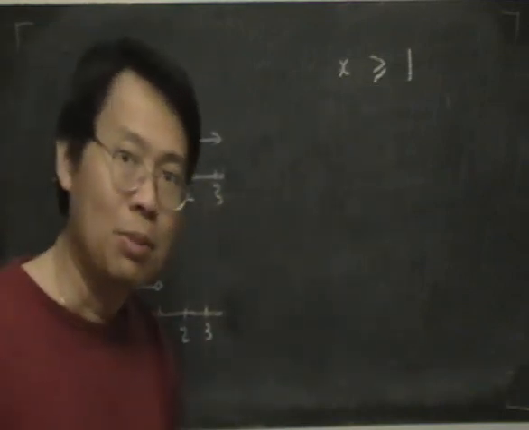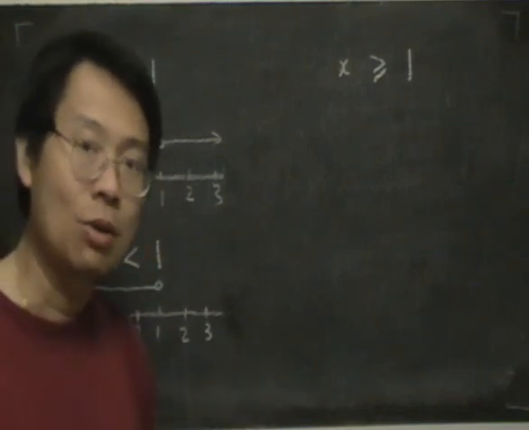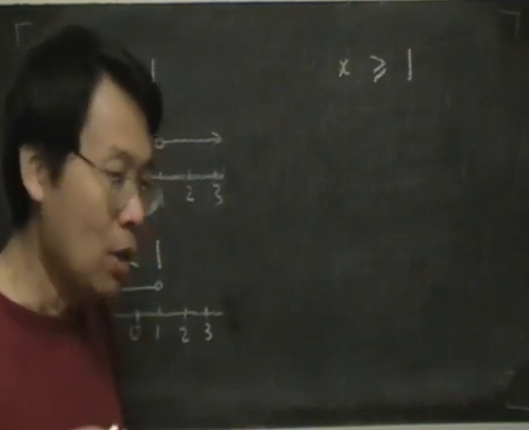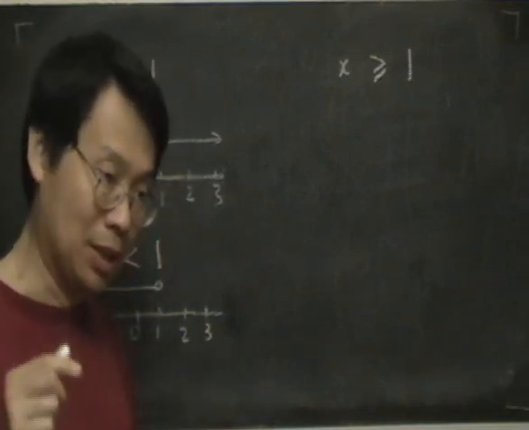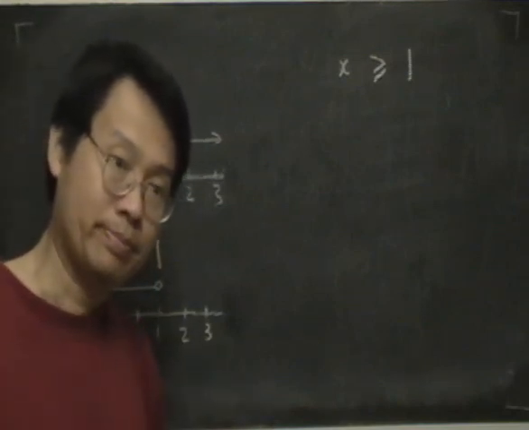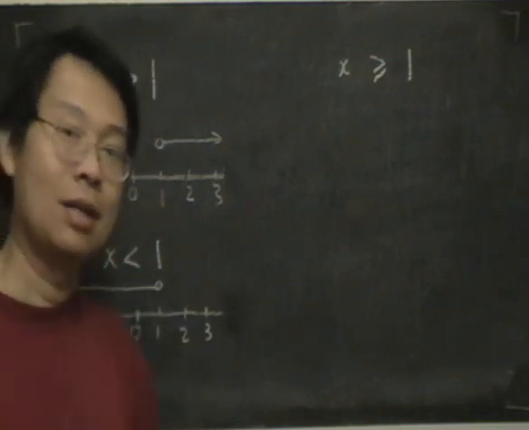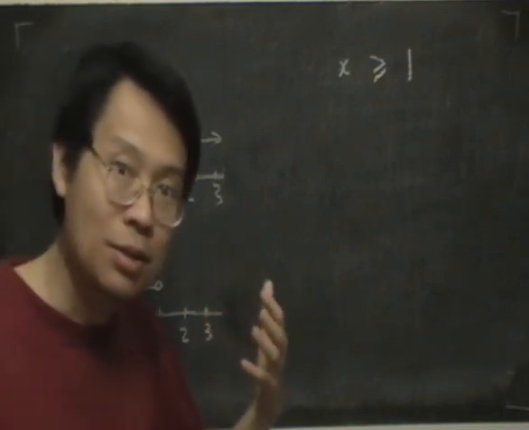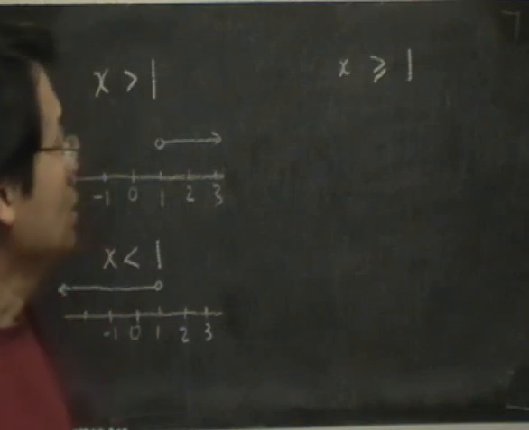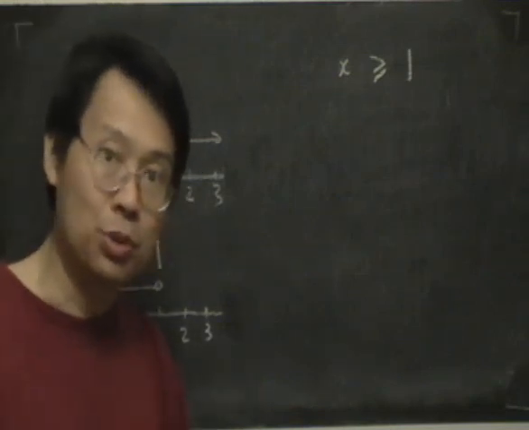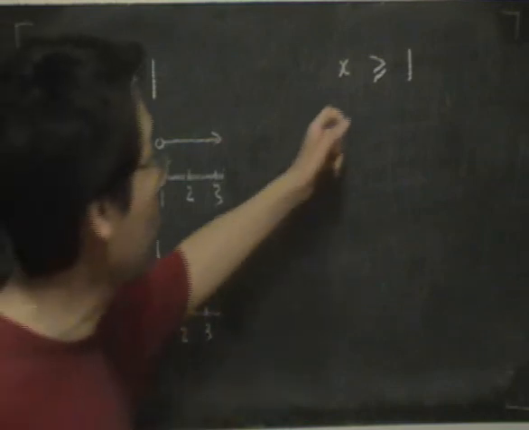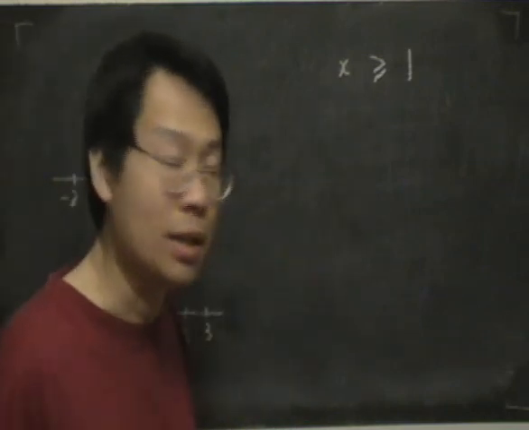But what does that mean about x if x is greater than or equal to 1? What it means is that x can be equal to 1, or x can be greater than 1. So that means that x equal to 1 is possible. X equal to 1 is a possible value of x down there.